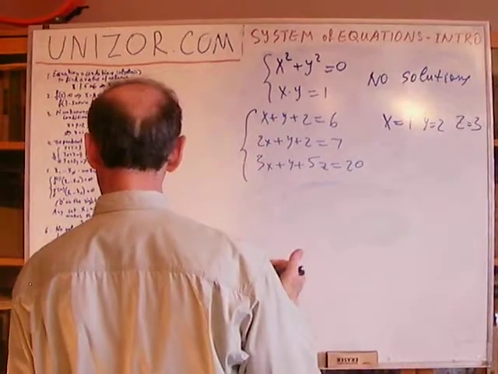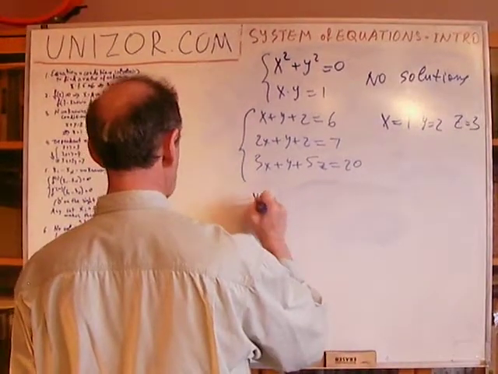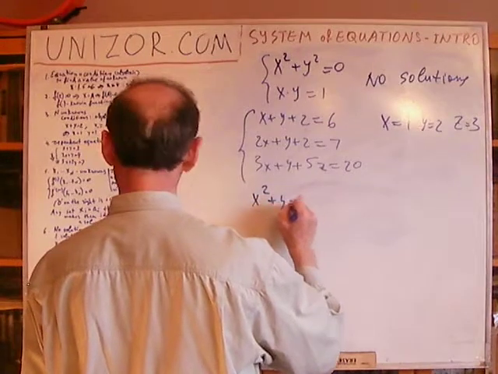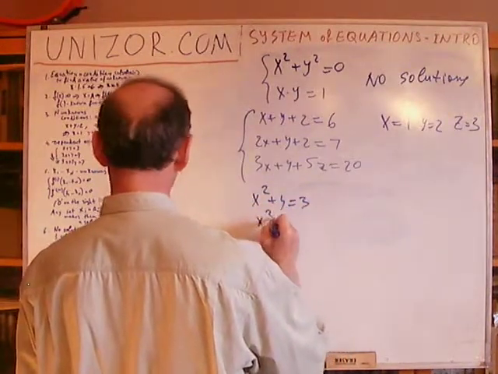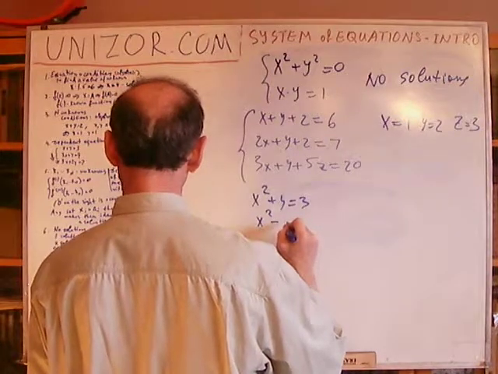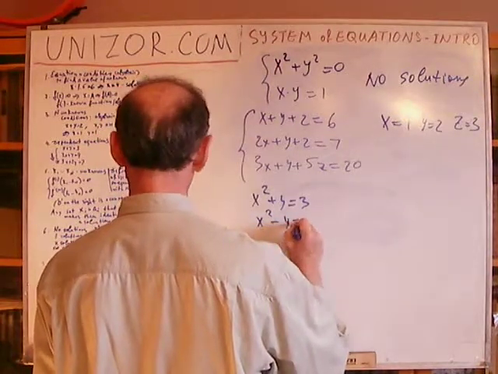Now next is, I want multiple solutions. x squared plus y is equal to 3, and x squared minus y is equal to minus 1.